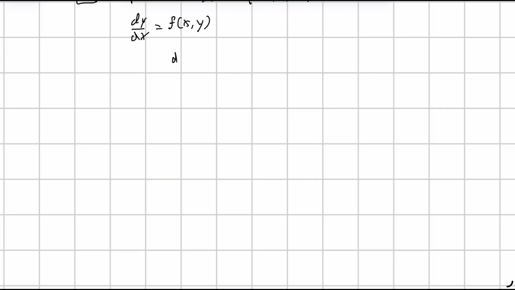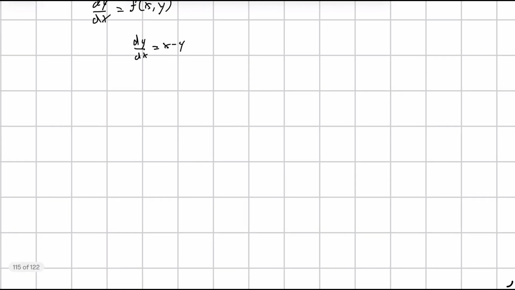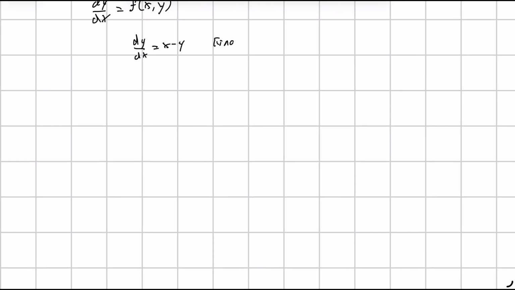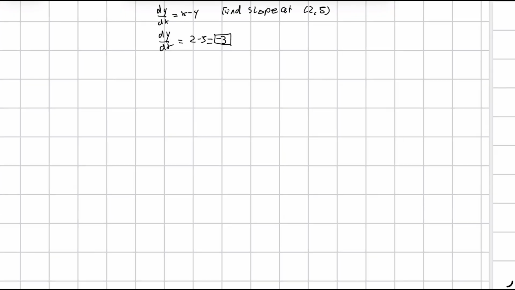So let's say dy over dx is equal to x minus y for this, and we want to find the slope at 2, 5. So we're going to have dy over dx is equal to 2 minus 5, which is equal to -3. So the answer is just going to be -3. We just plugged into the equation. So now let's do Euler's method.